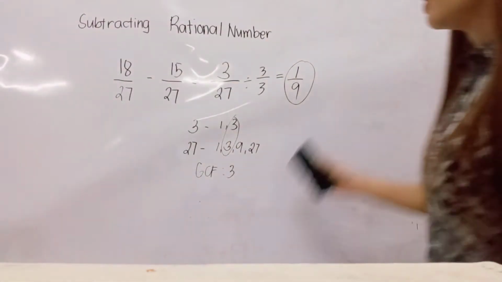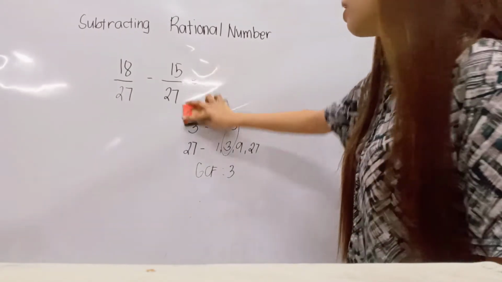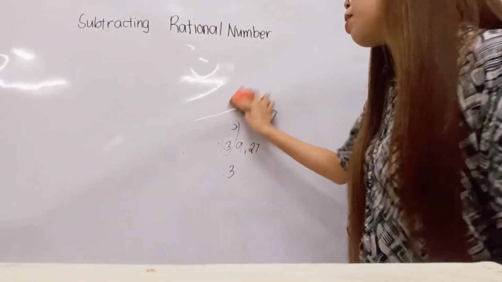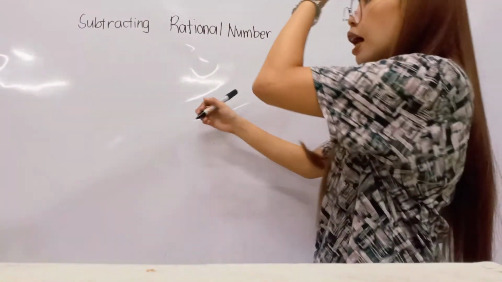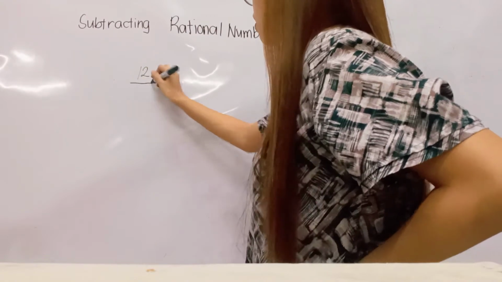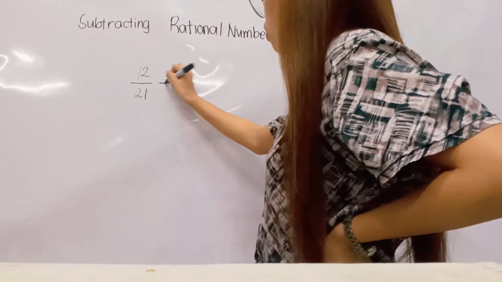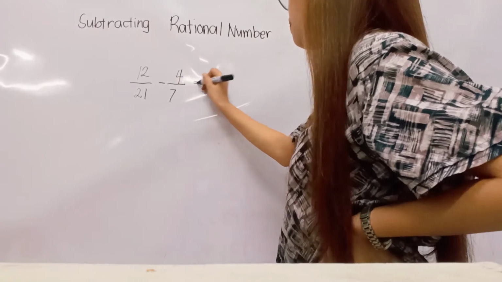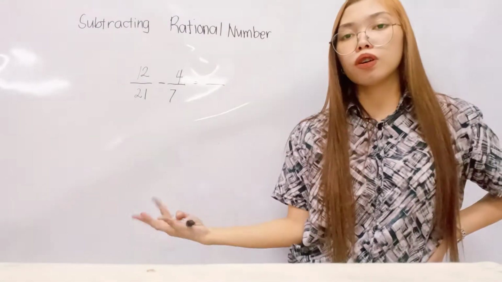Okay? So, how about when we are going to subtract dissimilar fractions? So, dissimilar fractions are fractions that have different denominators. So, for example, we have 12 over 21 minus 4 sevenths. So, for example, we have 12 over 21 minus 4 over 7.